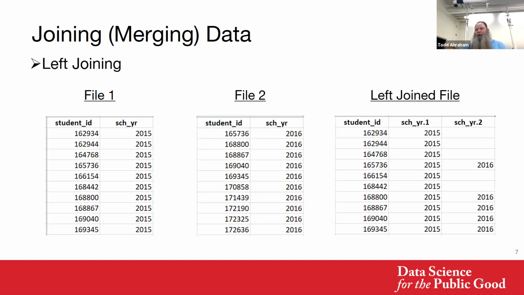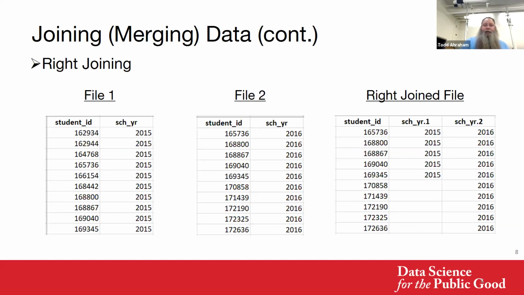And you'll see on the right there that your left joined file returns everybody who was in file 1, but only those cases that matched out of file 2. So if you notice, all of the 170,000 IDs in file 2 down at the bottom don't get carried over.